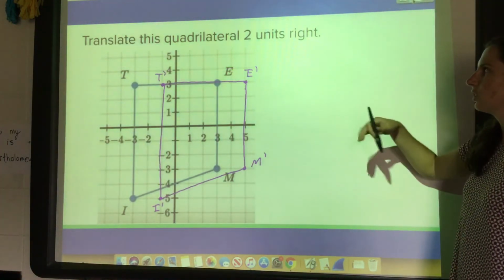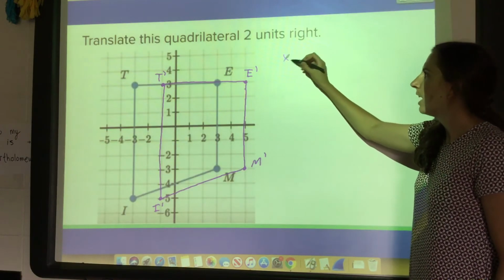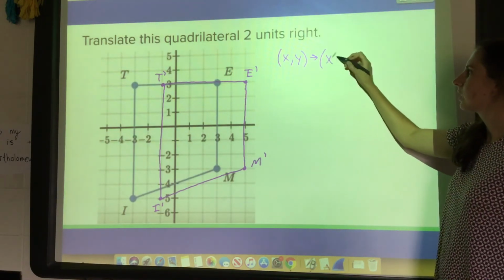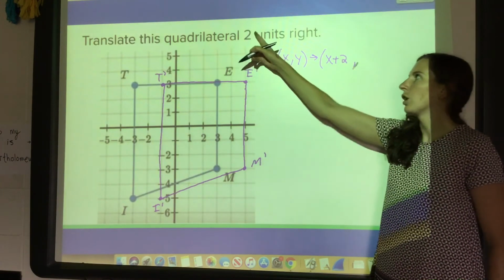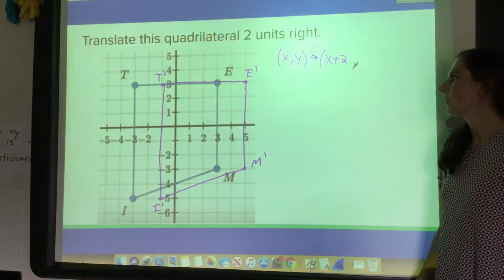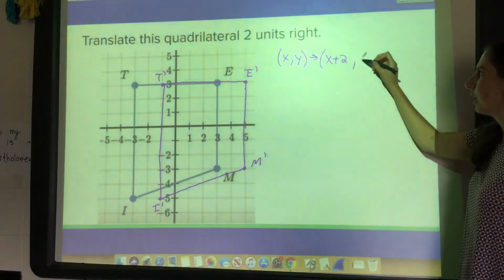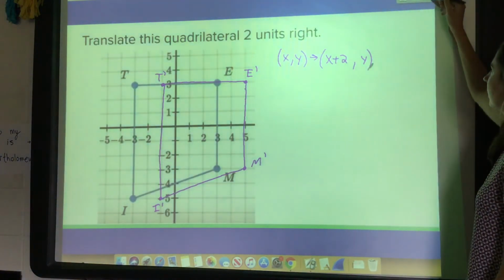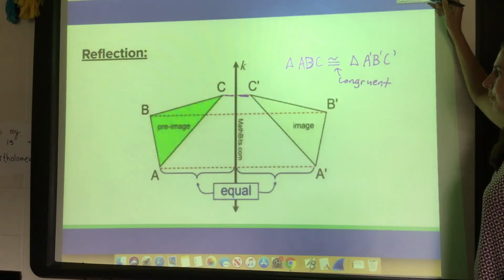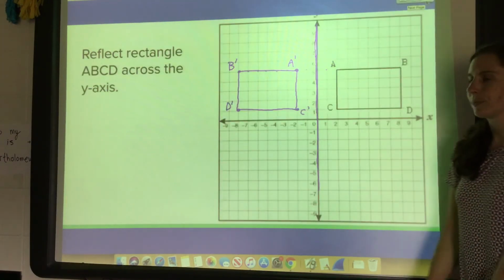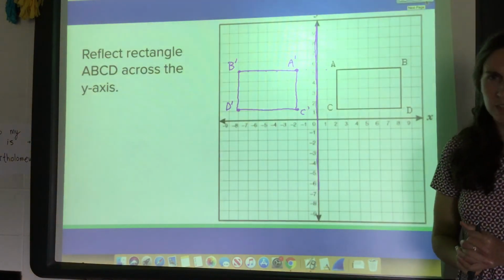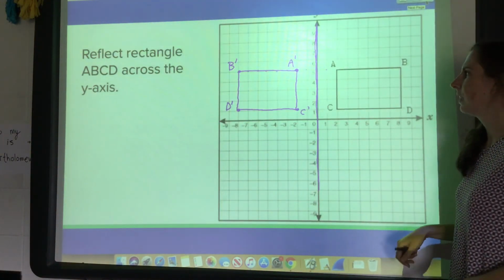Same thing for this first one, except it would just be x, y gets transformed to x plus 2 because we translated 2 units to the right. And the y value didn't change, so I would just leave y as it is. Or like on these transformations, some teachers are going to have you memorize these rules, and I don't think you need to. I think you can just figure them out.